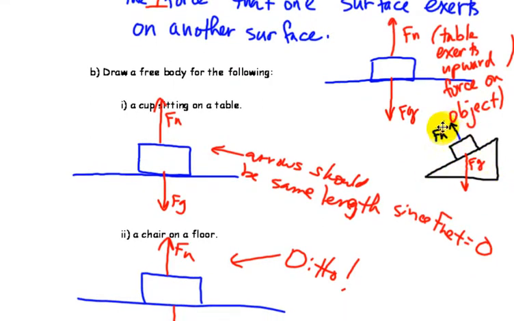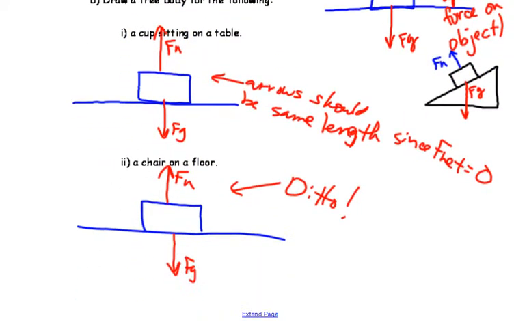Later on we'll look at it in an angle case, but we'll leave this for now and worry about that later. So a cup sitting on a table, Fg and Fn. Chair sitting on the floor, Fg and Fn. It's the same thing. So arrows should be the same length because they're the same magnitudes, just opposite directions. And of course, same thing here. So I just wrote ditto for that. The net force is 0, up and down forces cancel.